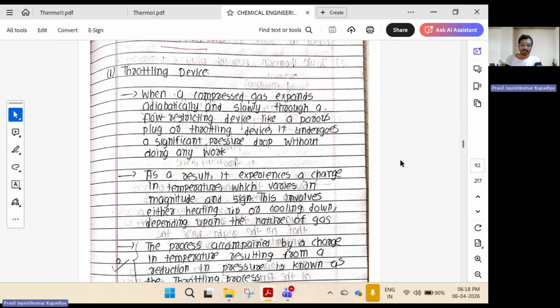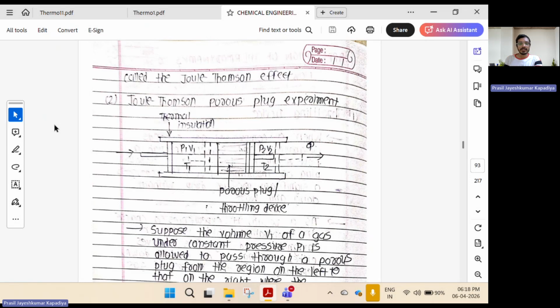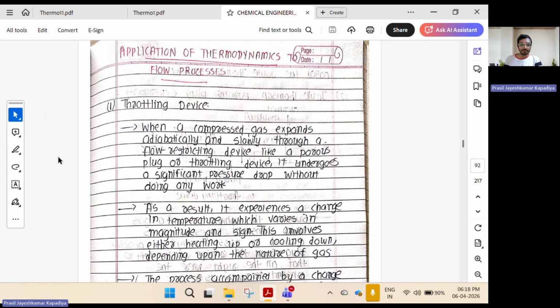So what does it say? When I am expanding a compressed gas adiabatically and slowly through a flow resisting device like some porous plug or throttling device, what happens? It undergoes some pressure drop without doing any work. So volume remains constant. We will see this experiment and then we will be able to relate it very well.